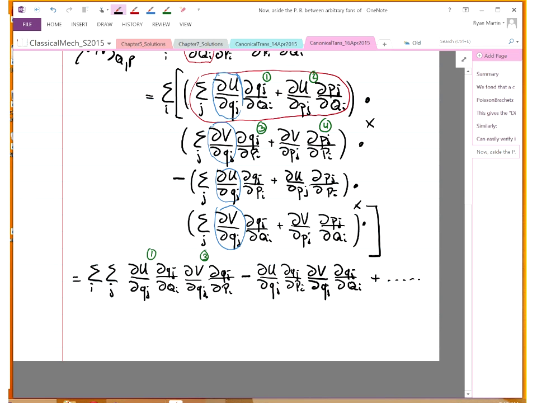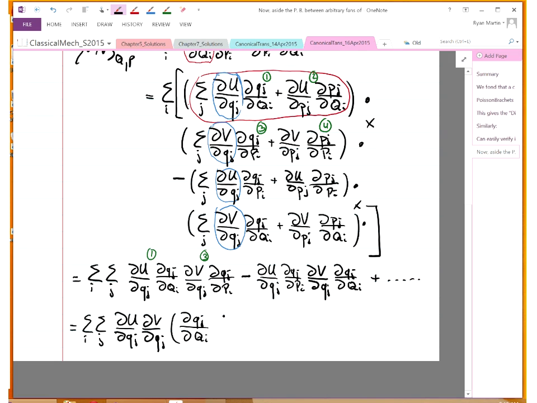So these terms here, I chose them, and they all have a ∂U/∂qj and a ∂V/∂qj. That appears in both terms, right? So let me factor that part out. That's equal to the sum over i, the sum over j. So I'm going to factor out ∂U/∂qj and ∂V/∂qj.